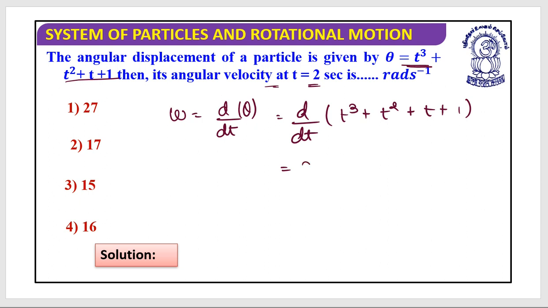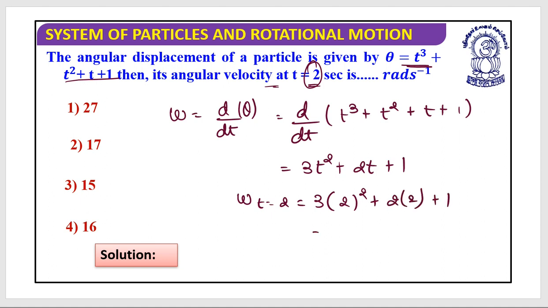So d by dt of t cube equals 3t square, plus 2t, plus d by dt of t, which is 1, at t equals 2 seconds. So omega at t equals 2 seconds is equal to 3 into 2 square plus 2 into 2 plus 1. This is 3 fours are 12, plus 2 twos are 4, plus 1. It's 12 plus 4 is 16, plus 1, which is 17 radian per second.